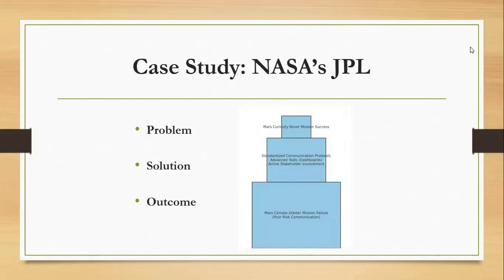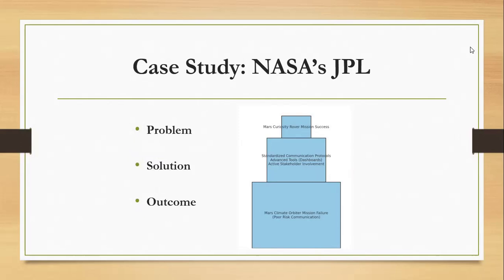Let's now look at a real world example that shows the importance of risk communication and stakeholder engagement. NASA's Jet Propulsion Laboratory, that is JPL, provides a great case study. During the Mars Climate Orbiter mission, poor communication between teams led to a major failure. One group used metric units while another used imperial units, and this miscommunication caused the spacecraft to be lost. This highlighted the need for clear and consistent risk communication.